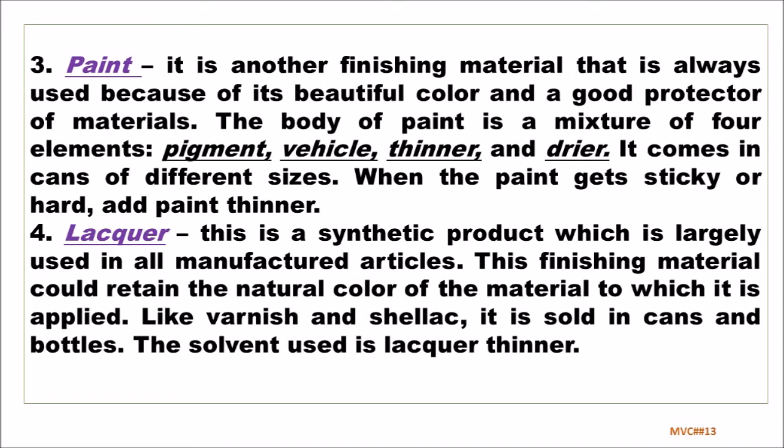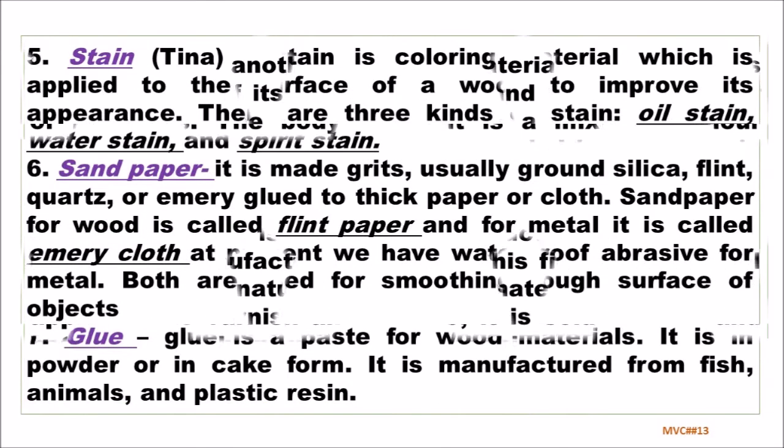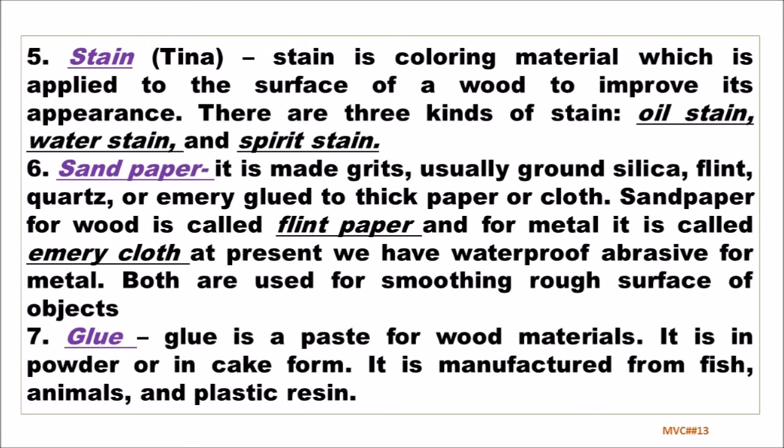Number 4 is lacquer. This is a synthetic product o gawa ng tao. Nire-retain nito ang natural na kulay ng isang material na pinaggamitan. Ang pantunaw na ginamit ay lacquer thinner. Number 5, stain. Stain is a coloring material na ginagamit sa bahagi ng kahoy para mapaganda ang imahin nito.